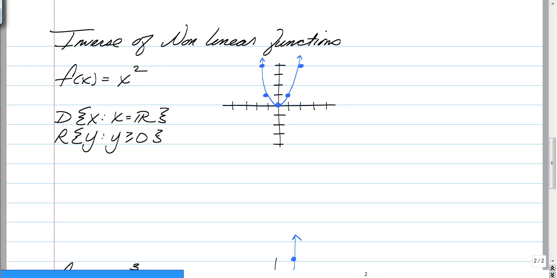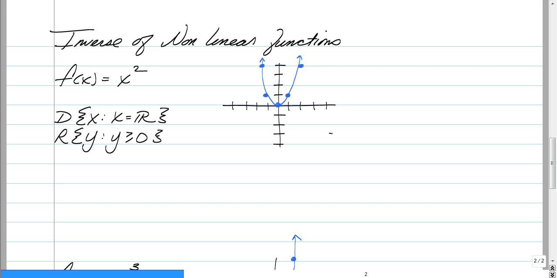So, the inverse of a nonlinear function. The blue graph there is f of x equal to x squared. The domain is obviously all real numbers, but our range is y greater than or equal to 0. As you see, it's never going to be below 0 because, first of all, since we're squaring something, when we square anything, it's always going to be positive.